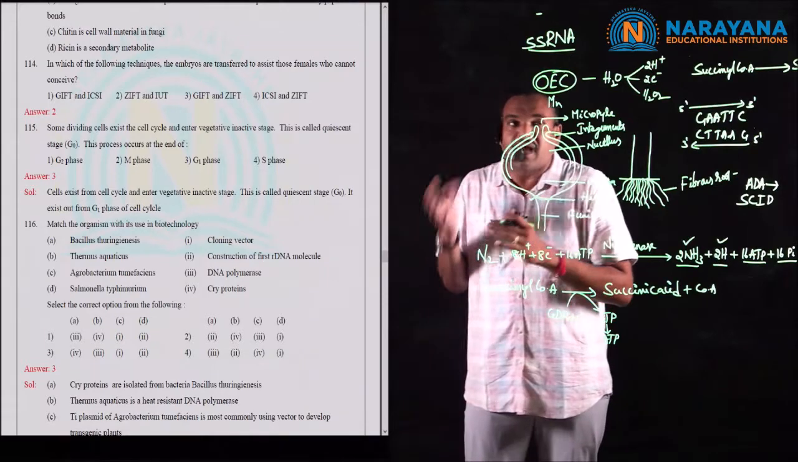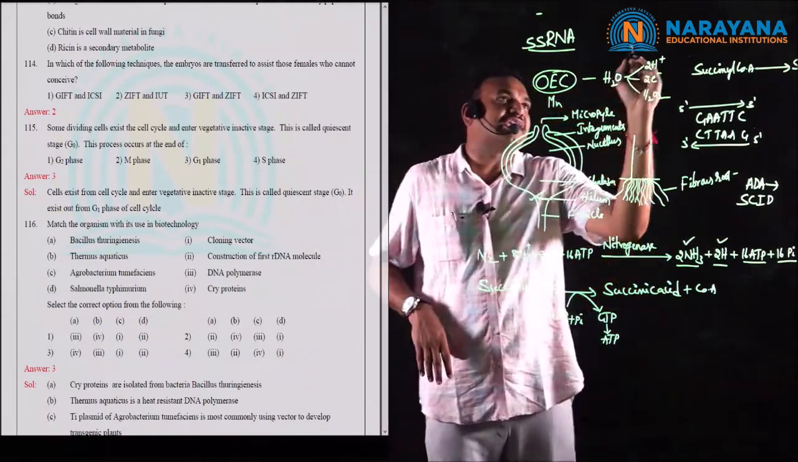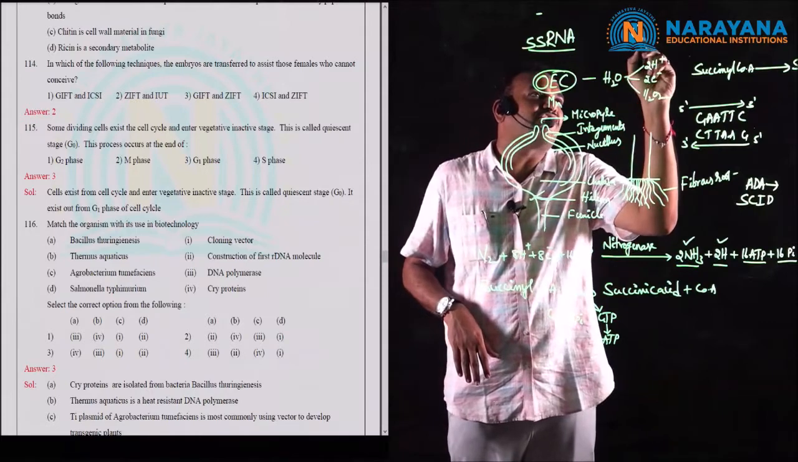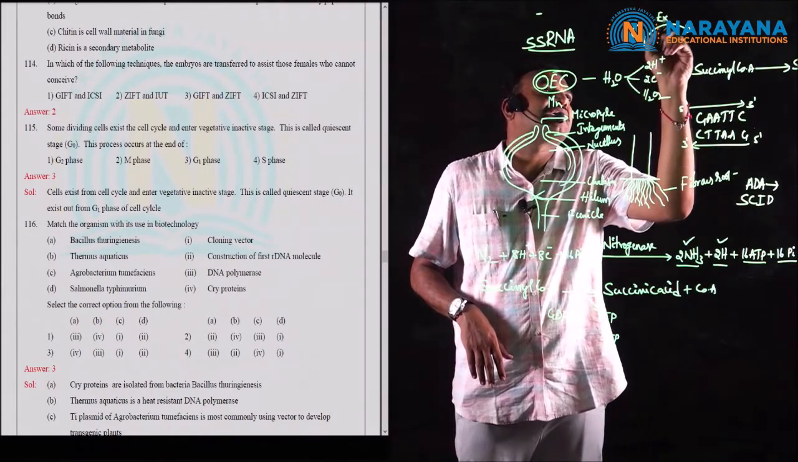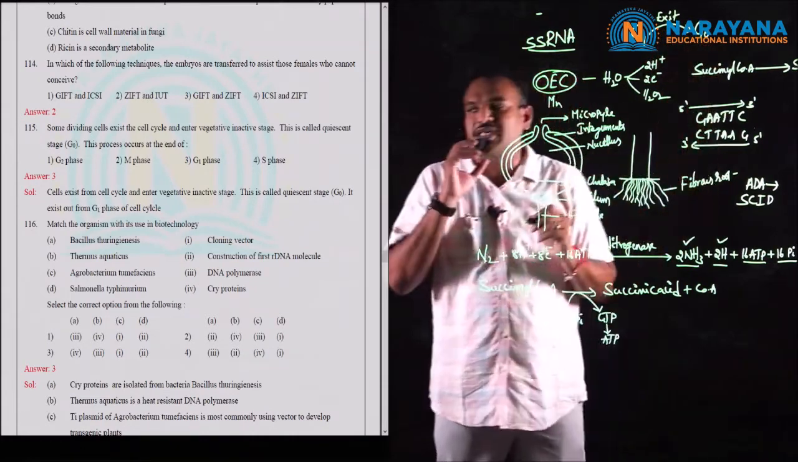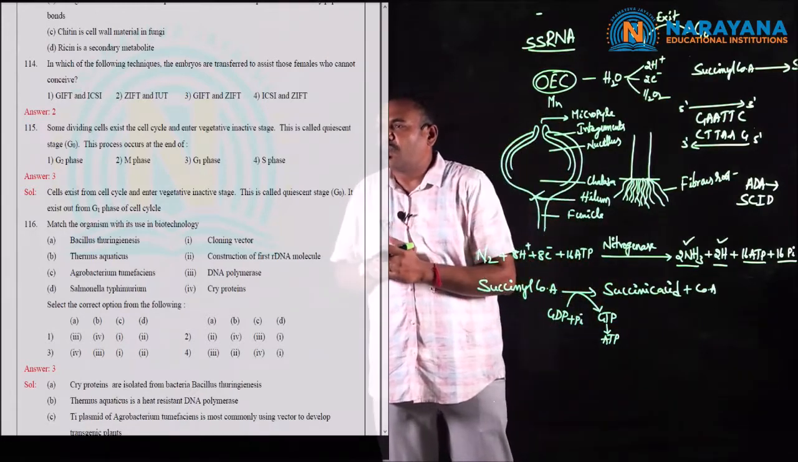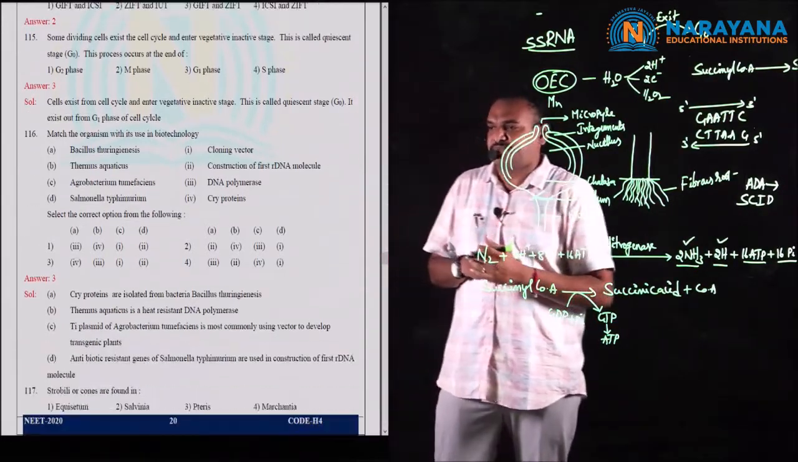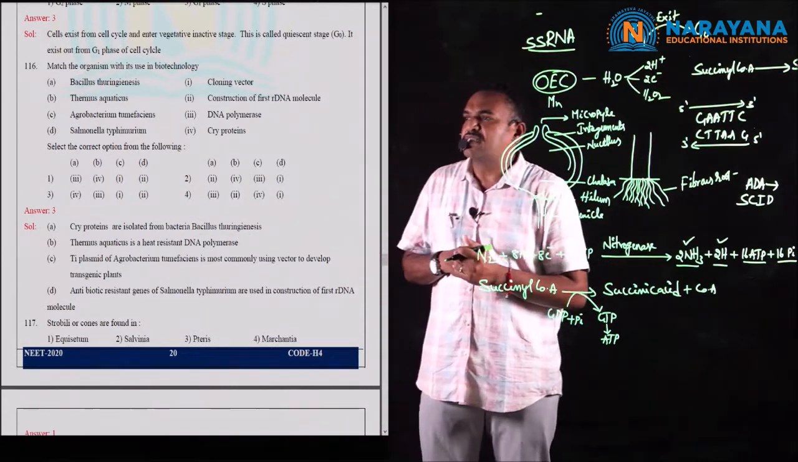And here they are asking how the cell enters into the G0 stage. That means by exiting from G1, after completion of G1, it enters into G0. The right option for the given question number 115 is the third option. Next, we are going to discuss question number 116.